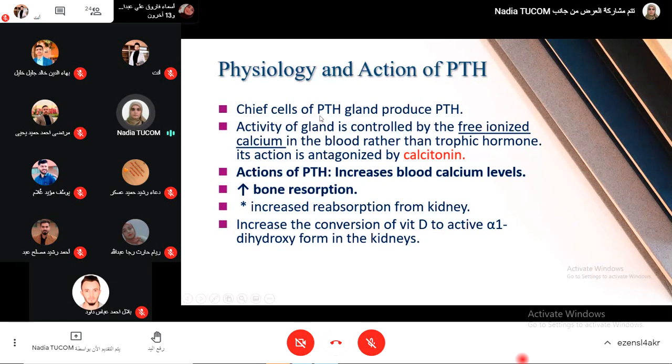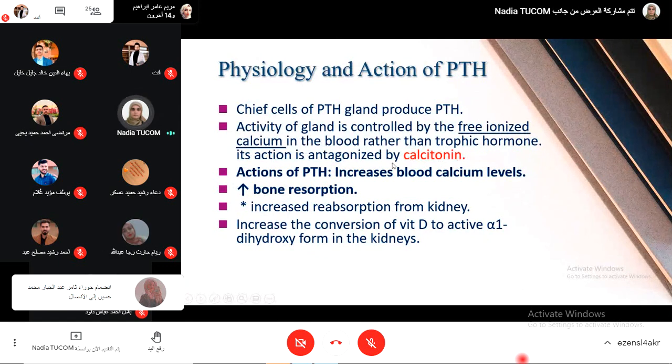Regarding the physiological action of the parathyroid hormone, the chief cells of the parathyroid gland secrete PTH, that is parathyroid hormone. The secretion and release are controlled by the free ionized calcium in the blood rather than by trophic hormones from the pituitary hypothalamic axis, and its effect is antagonized by the effect of calcitonin secreted from the parafollicular C cells.